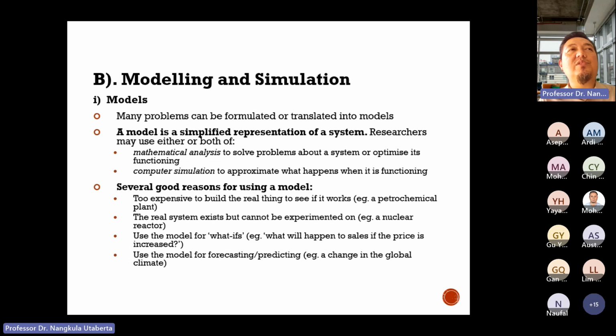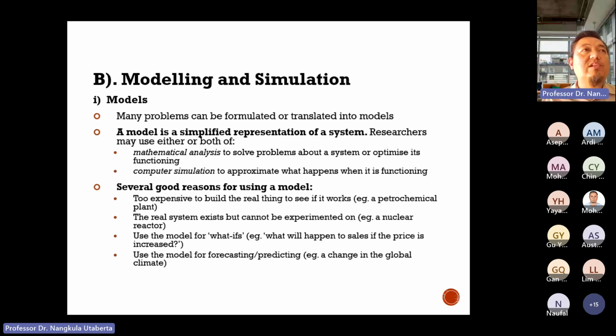So if you run this simulation, I'm not saying it's wrong, it's just that you need to understand the whole construct of the philosophical understanding of the topic. I think that's important. But of course, it's one way of doing the research. There are certain reasons why we use modeling: maybe sometimes it's too expensive, or the real system exists but cannot be experimented on, like nuclear or environmental ones. What-if modeling and forecasting are types of modeling that we can use.